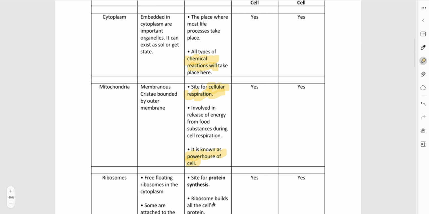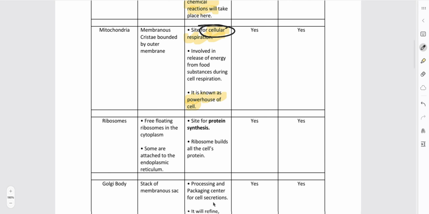Remember, respiration is of two types: cellular, and the one where you take in air and give out air, the inhalation and expiration, that's also respiration. So we have to specify which respiration. Mitochondria is the place where cellular respiration occurs, where food is used to release energy, right? So it's very, very important to mark that it is the site for cellular respiration, okay?